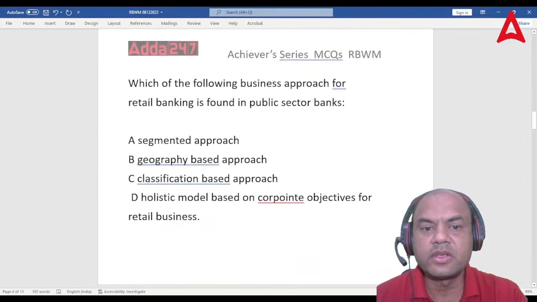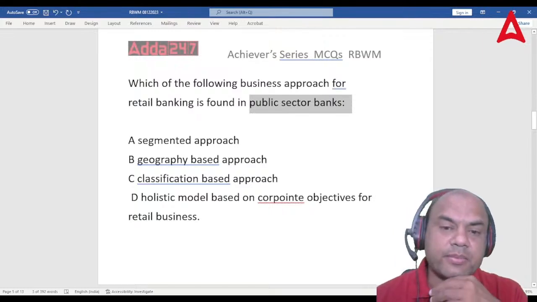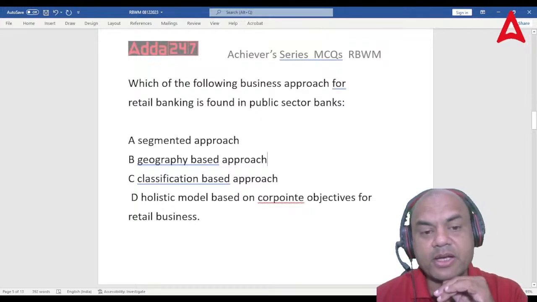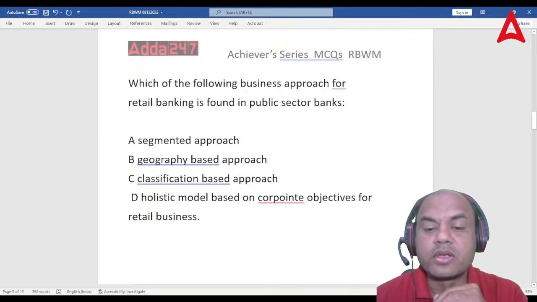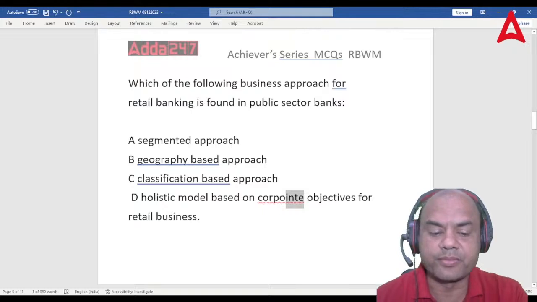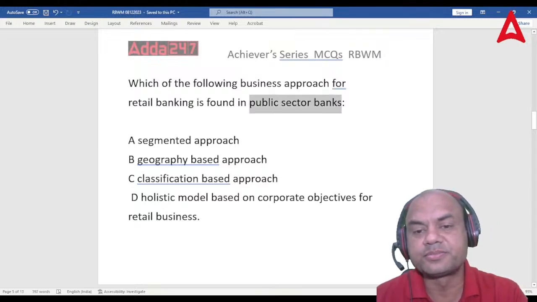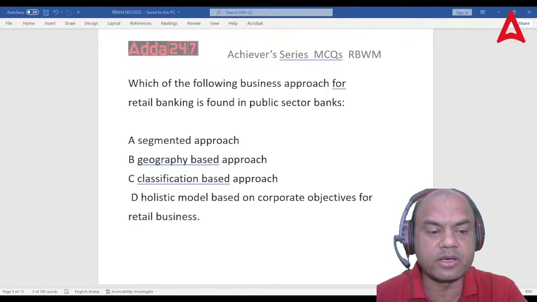Next one. Which of the following business models, business approach for retail banking is found in public sector banks? Now which approach is found in public sector? Now you'll get confused over here. Okay. Now look at this. Segmented approach, geography based approach, classification based approach, and holistic model based on the corporate objectives of the retail business. Okay. So which approach is used by public sector banks? Many of you will get confused over here. Get the answer for this.